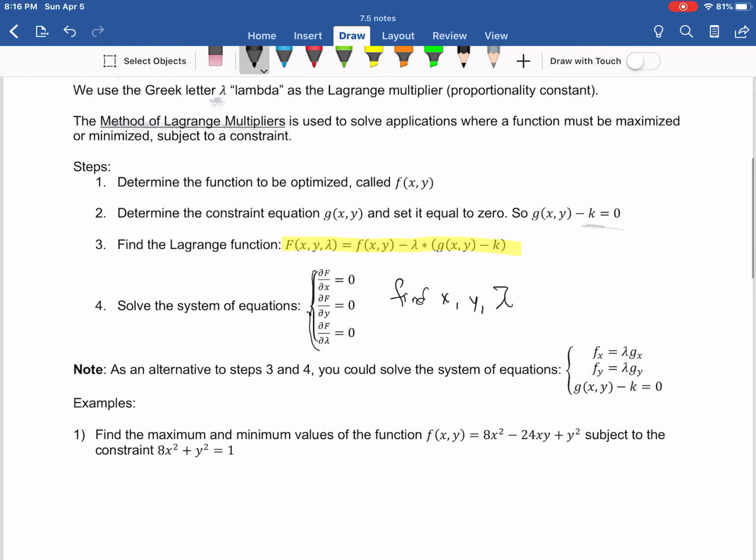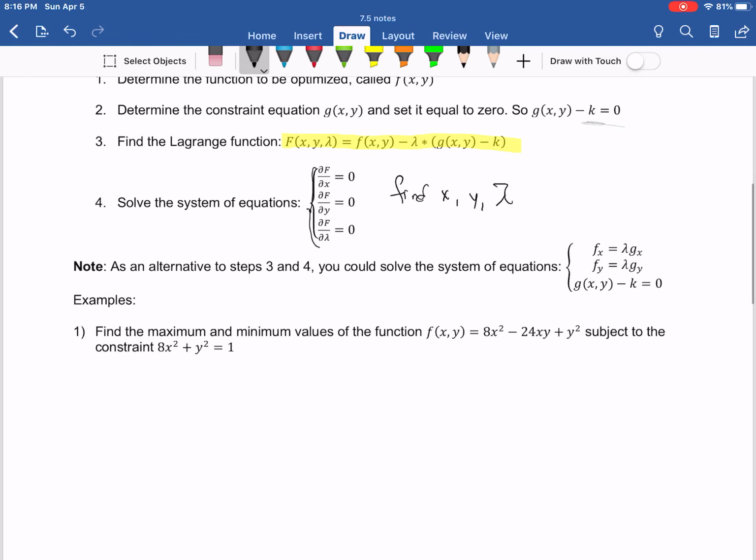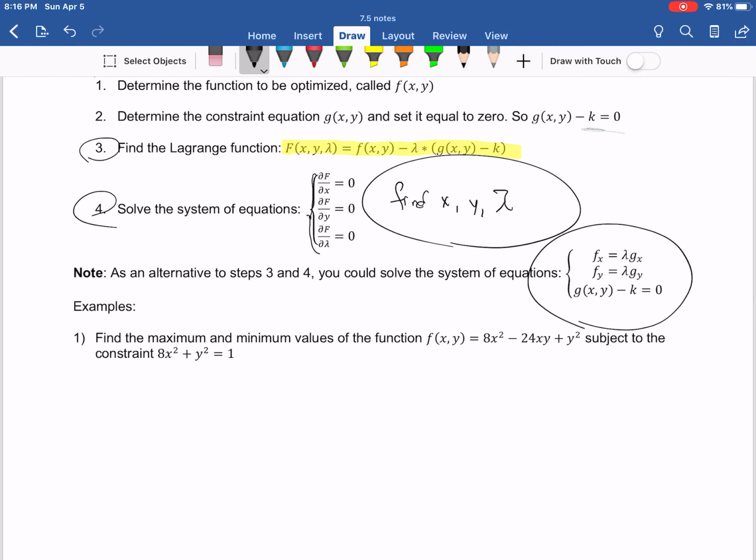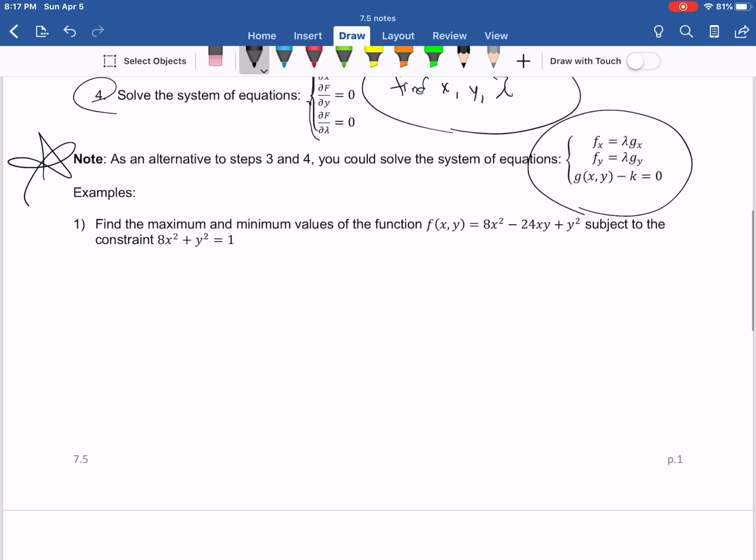Now, I'm going to give you this alternative because I like how the book discusses how to work out this solution. As an alternative to steps 3 and 4 up here, you could just set up this system of equations. Notice there's still three equations, and solve simultaneously. You're still finding the same thing, x, y, and lambda, but it's treated just slightly differently. The students seem to understand how to use it better. So that's this note. That's how I'm going to be solving my equations. And honestly, it doesn't matter which one you choose.